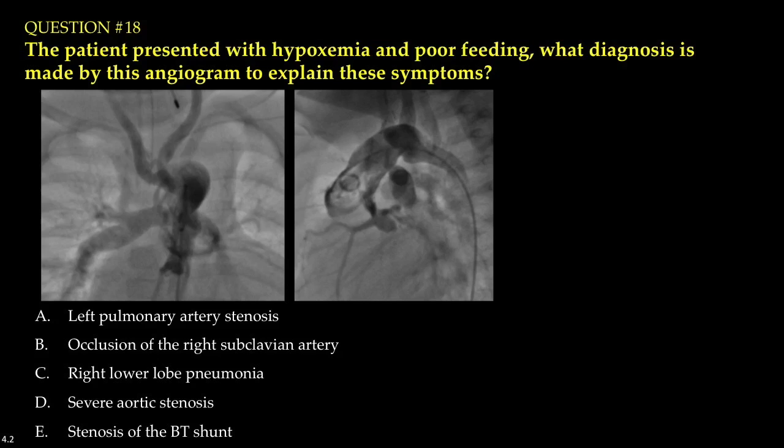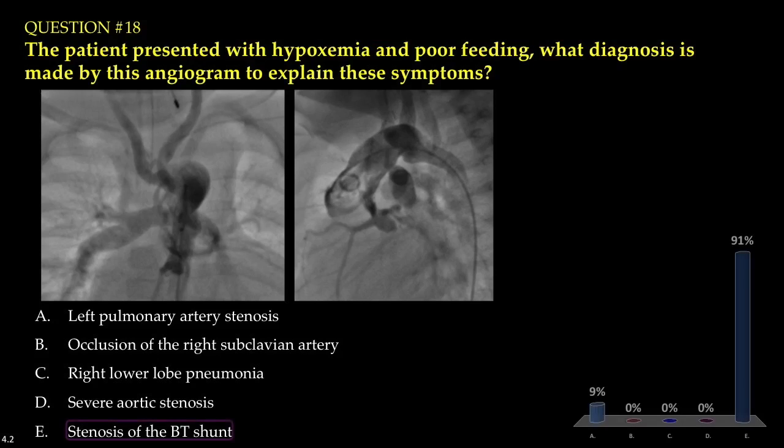Let's see. Same angio, the patient presented with hypoxemia and poor feeding. What diagnosis made by this angiogram explains these symptoms? Let's go through this quickly because this isn't a very good picture of it. Your options are LPA stenosis, occlusion of the right subclavian artery, right lower lobe pneumonia, severe aortic stenosis, or stenosis of the BT shunt. It's stenosis of the BT shunt, and I'm moving through it quickly because it's not a great picture when it's projected like this. Hopefully you'll get better pictures, but if you could see a better picture of it, you'd see it.